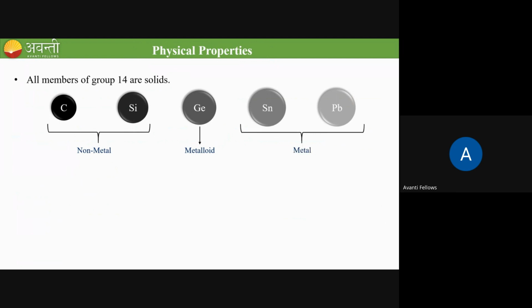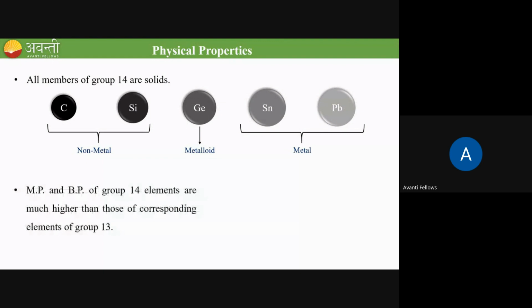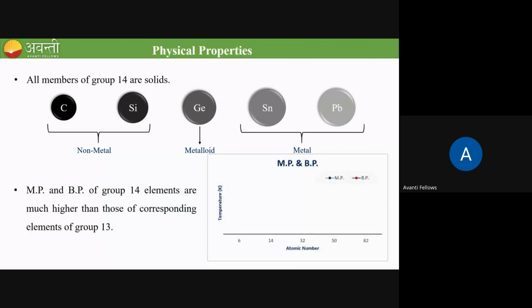So the metallic nature increases on moving down the group. When you are moving from carbon to lead, the nature changes from non-metallic to metallic. The only semi-metal or metalloid in group 14 is germanium. Now coming to the melting point and boiling point of group 14, they are very, very high. Melting point and boiling point of group 14 elements are much higher than those of the corresponding elements of group 13. I'll show you the graph with atomic number and temperature.